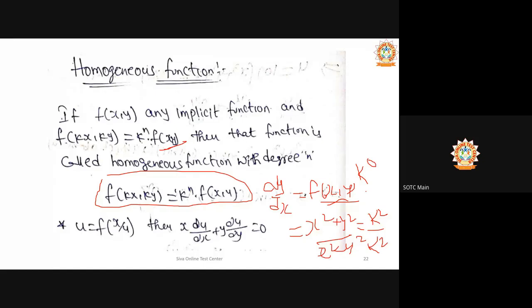So now let us see how to solve these differential equations. Let us suppose you are given an equation like dy by dx is equal to f of x comma y. Here f of x comma y is a homogeneous function with degree 0. In this case, what we do is convert this y in terms of v.